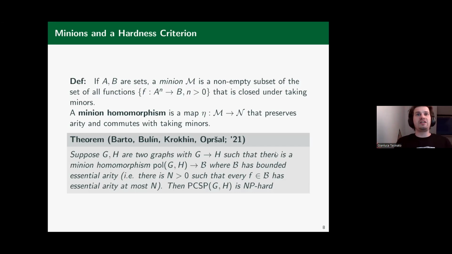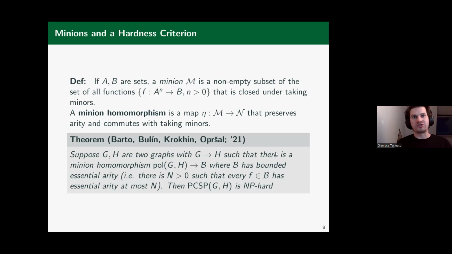Why is this relevant for us? Well, the algebraic approach to promise constraint satisfaction problems tells us: if we have two graphs, G and H, such that their polymorphisms have a minion homomorphism into some minion B that has bounded essentiality. What do I mean by that?